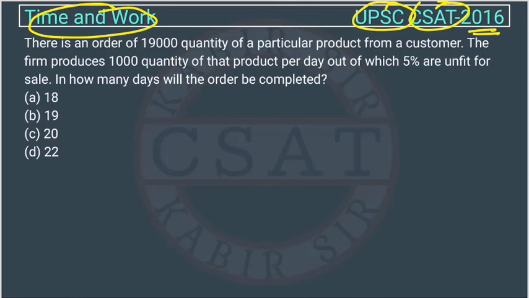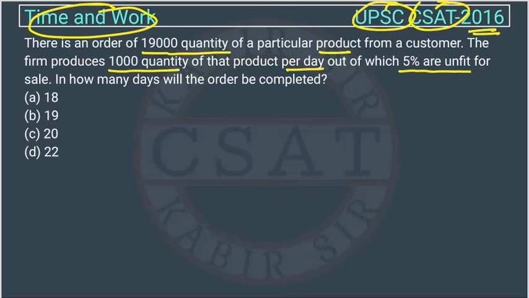Right. So there is an order of 19,000 quantity of a particular product from a customer. The firm produces 1,000 units of that product per day, out of which 5% are unfit for sale. In how many days will the order be completed? So this is an easy question.